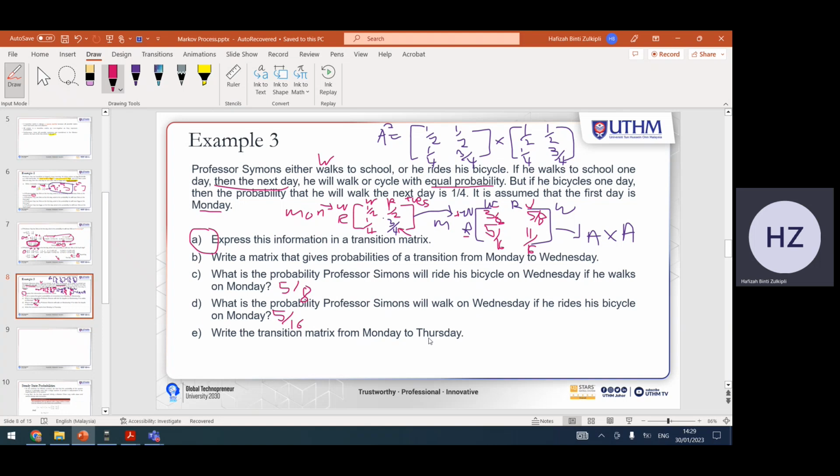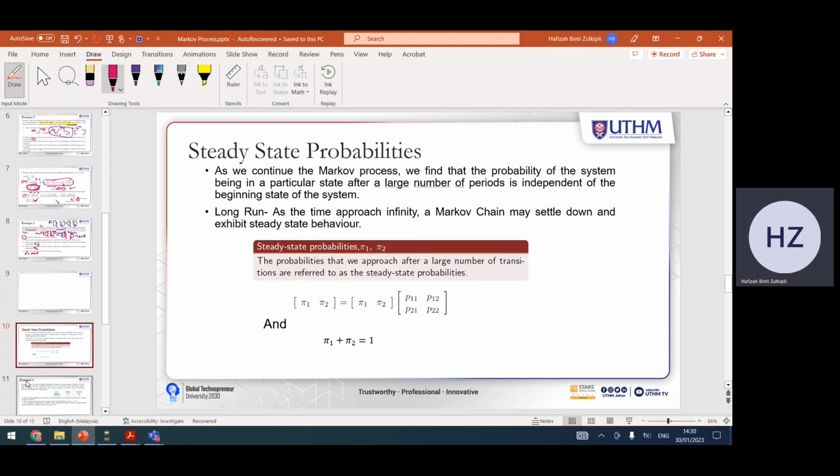Okay, write the transition matrix from Monday to Thursday. That means you need to have A to the power of 3, so A times A times A. I leave it to you to answer this. So that's how we solve the problems. Okay, so we go to the next one.